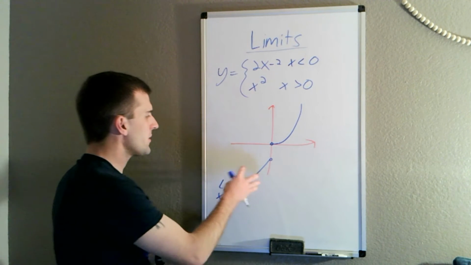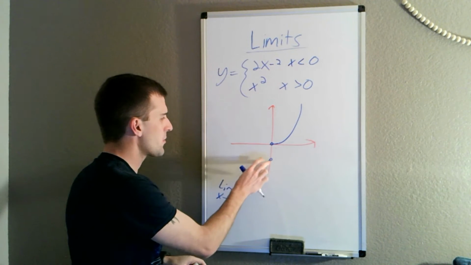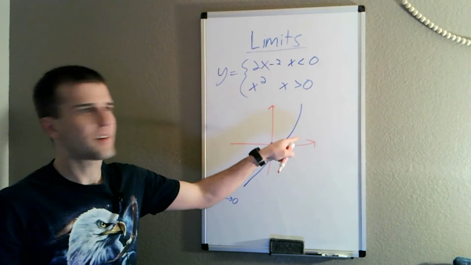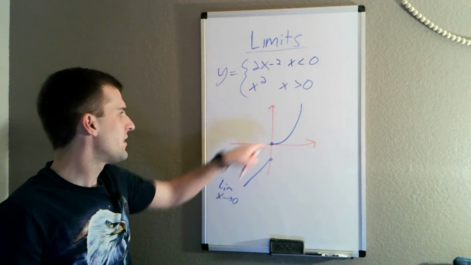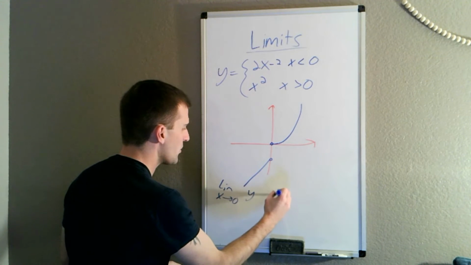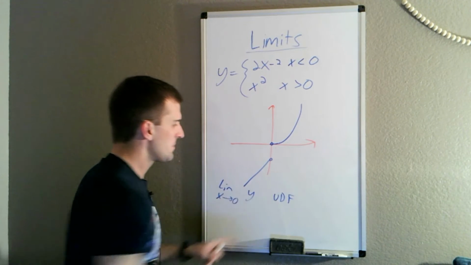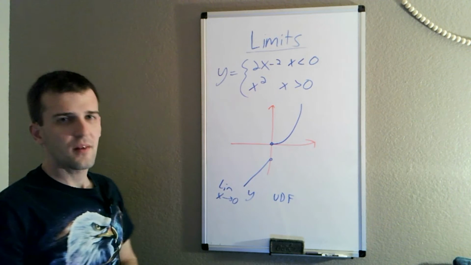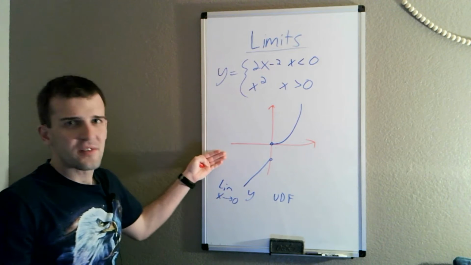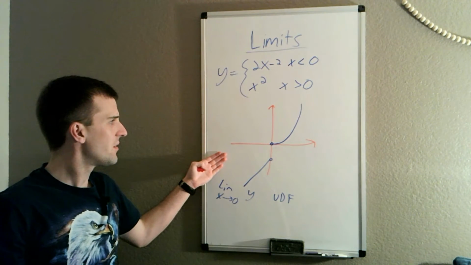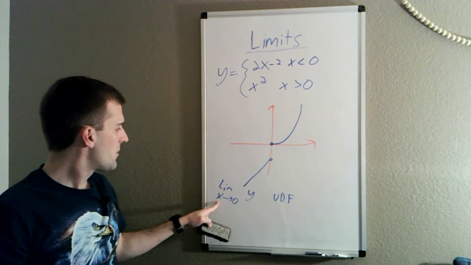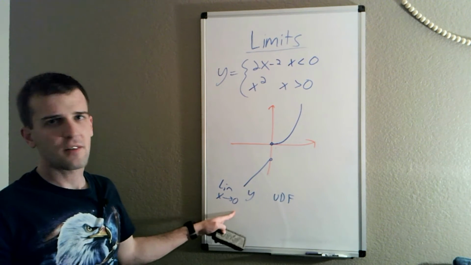And now if we look at the left-hand side, it's going to approach a value of 2 because that's where it intersects. On the right-hand side, it's going to approach a value of 0. So in this case, the limit as x approaches 0 of y would actually be undefined, UDF. So what do we do with this? The trick that we use for this is we take the limit from the left-hand side or the right-hand side to find a value.